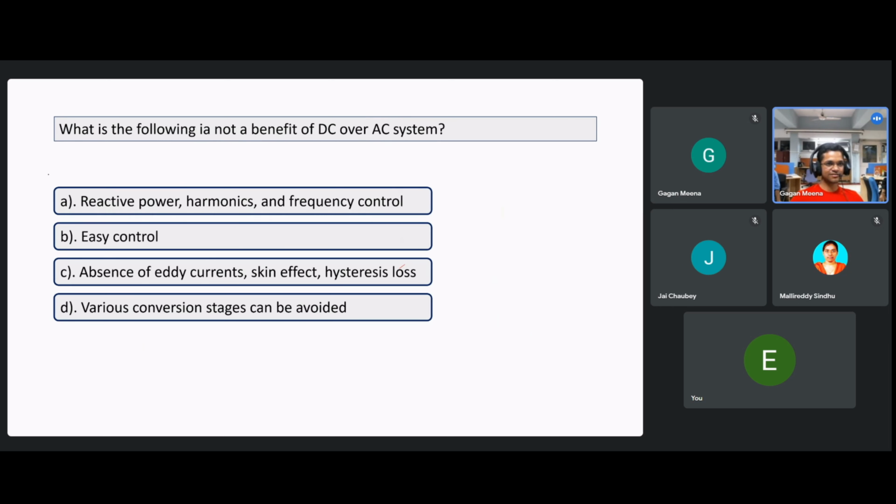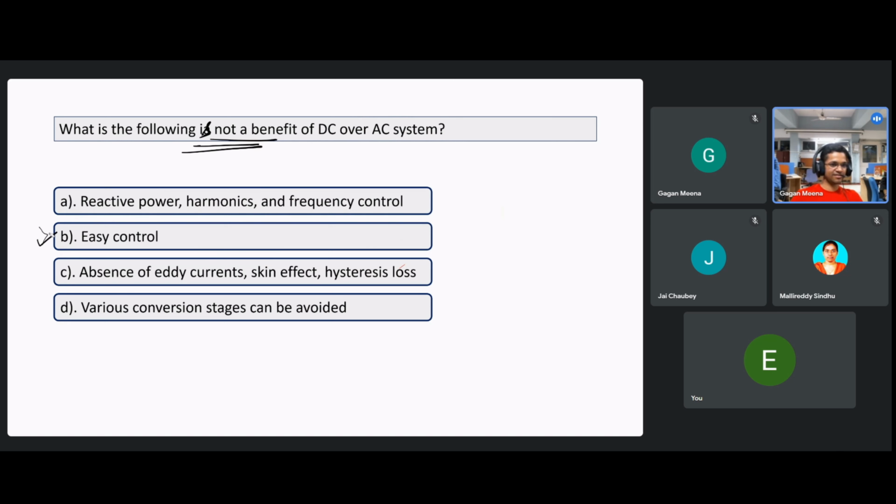So now this is the next question. Which of the following is not a benefit of DC over AC? You were mentioning in the beginning of the lecture that its control is easy. So what are the other benefits? Can you find out? We have to see which is not a benefit. Which one is the correct option? DC provides easy control. Control is easier in DC.